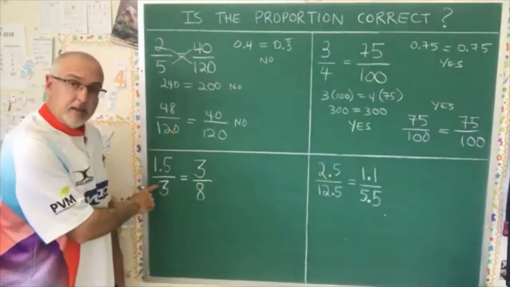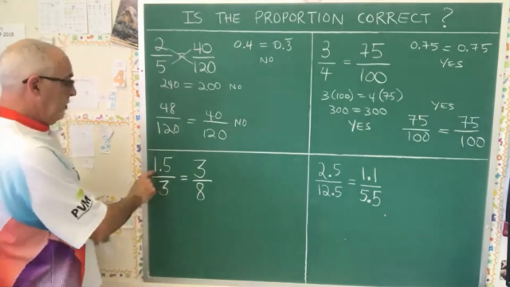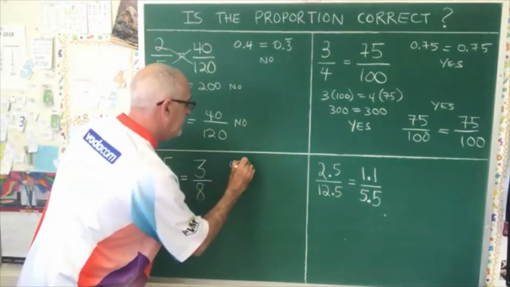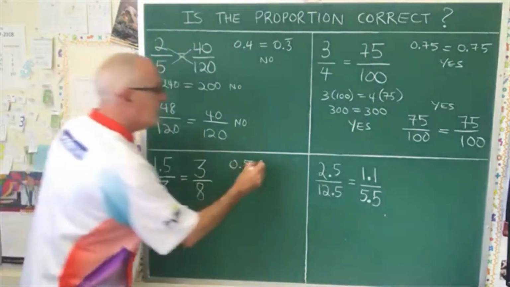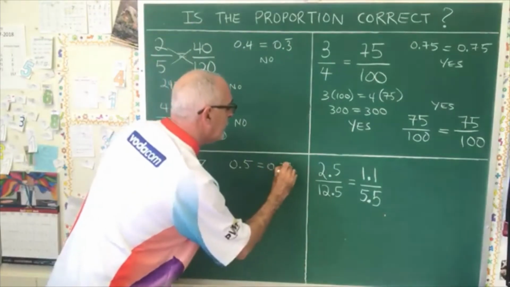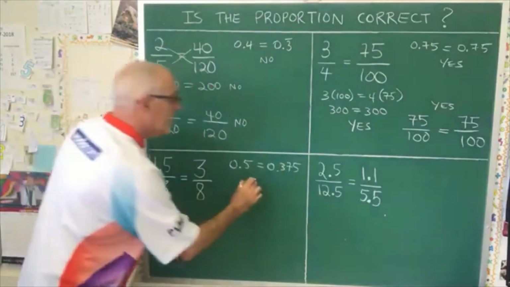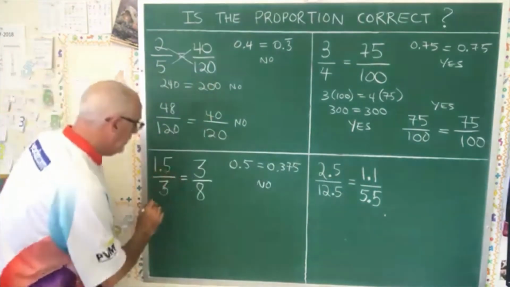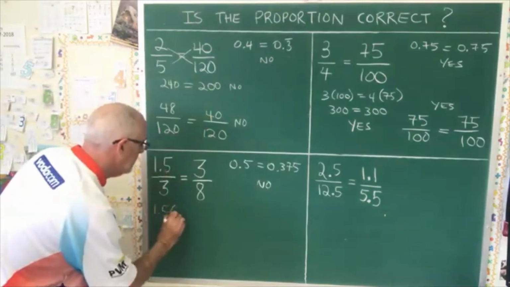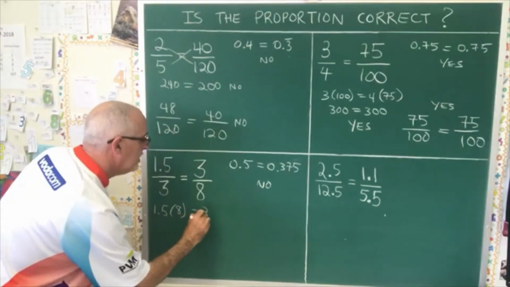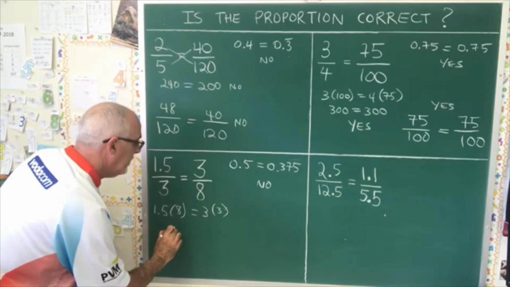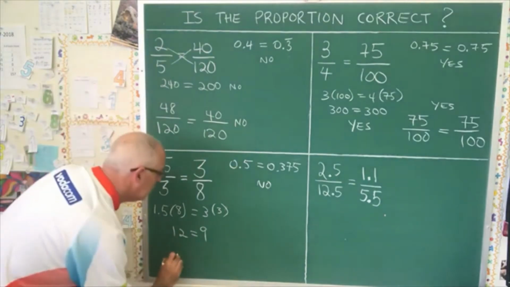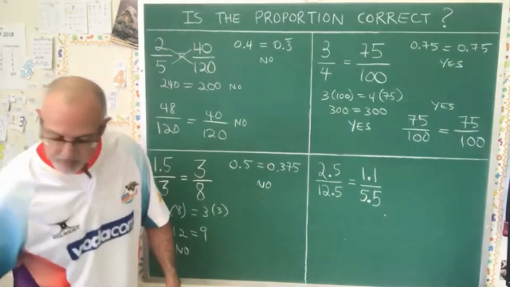This one has a decimal inside it, but that doesn't have to stop us. 1.5 divided by 3, if I do it in my calculator, is going to give me 0.5. 3 divided by 8 is going to give me 0.375. They are not equal, so therefore no, this proportion is not correct. Cross multiplying, 1.5 times 8 must be equal to 3 times 3. 1.5 times 8 is 12. 3 times 3 is 9. No, 12 is not equal to 9, so no, the proportion is not correct.